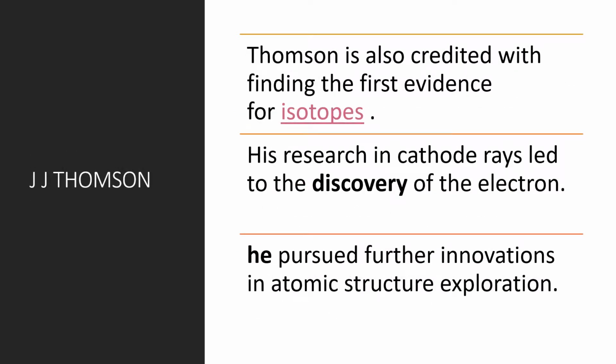J. J. Thomson. Thomson is also credited with finding the first evidence for isotopes. His research in cathode rays led to the discovery of the electron. He pursued further innovations in atomic structure exploration.